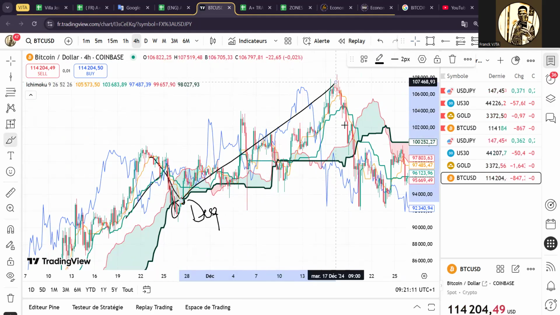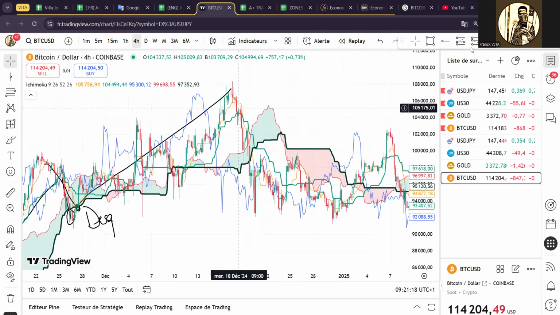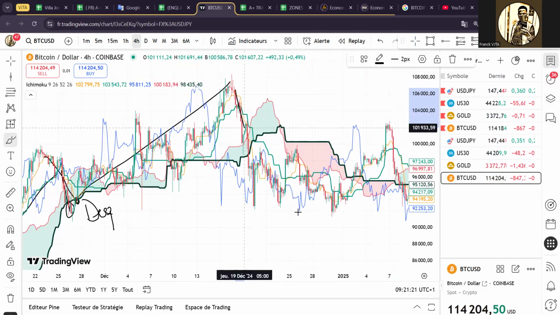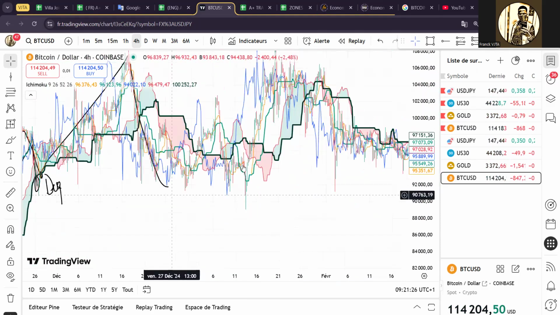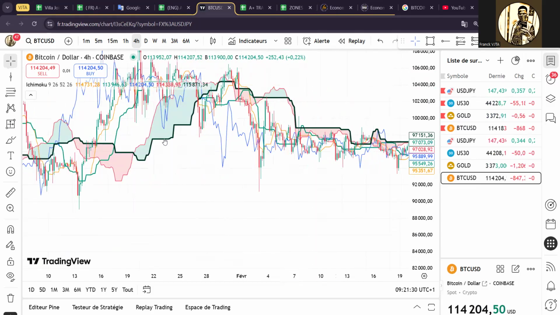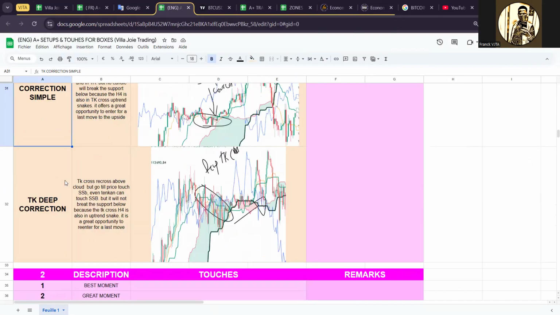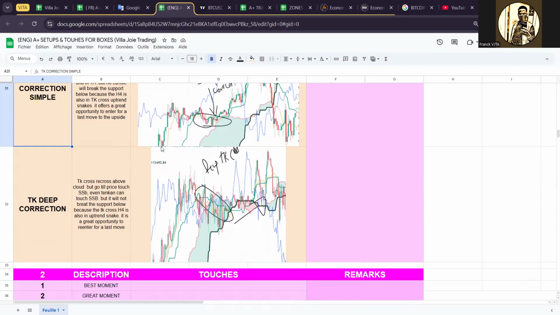It doesn't mean a reversal. The reversal is mostly like this one. This one is a reversal for sure. There is nothing. Nobody doubts this reversal. So, okay, those are basically the TK deep correction and the TK simple correction.